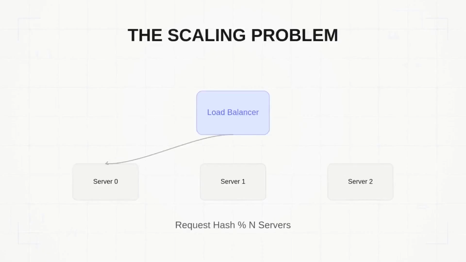Most beginners start with a simple modulo operation, taking the hash of a request ID and dividing it by the number of servers. It works perfectly until it doesn't. In this video, we'll explore consistent hashing, the elegant mathematical solution that allows global scale without the chaos of massive data reshuffling. We'll look at why the standard approach breaks down and how a simple circle can solve one of computer science's most frustrating distribution problems.